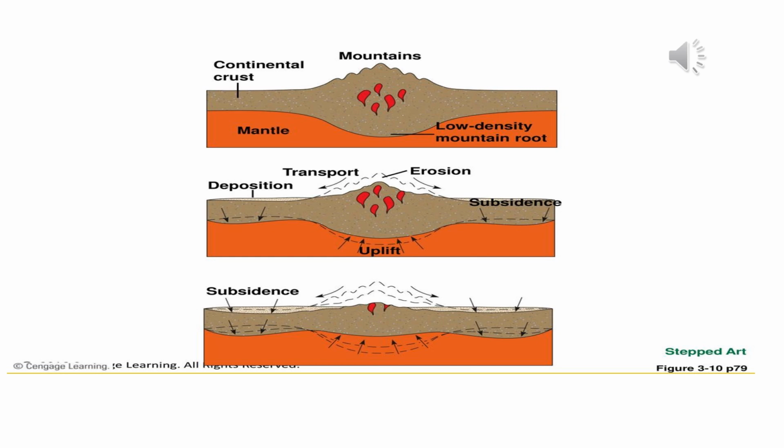When we look at diagram 2, a piece of crust loses some of its material due to erosion. It becomes lighter and floats higher in the mantle. When the eroded material gets deposited, the crust is weighted down, causing that area to sink lower into the mantle.